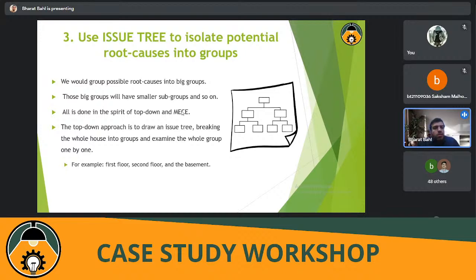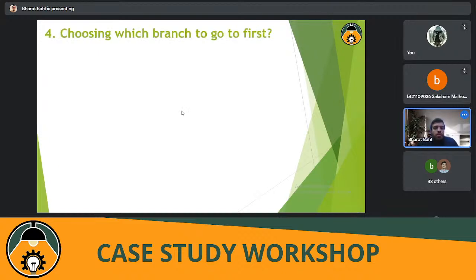So this is basically the issue tree where you're breaking down the big problem into small parts and you're proceeding to the solution part. Now, the question is, which branch will you choose first? Let us say मेरे घर के अंदर चाबी गुम हुई and उसके अंदर एक बेसमेंट है, एक ग्राउंड फ्लोर, एक फर्स्ट फ्लोर, एक सेकंड फ्लोर. तो कौन से फ्लोर के ऊपर आप देखोगे?